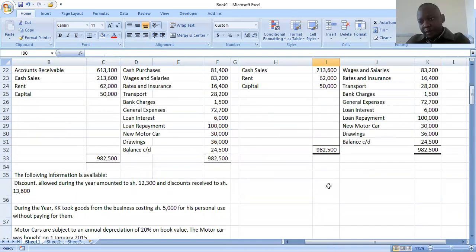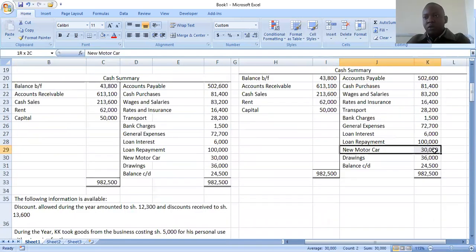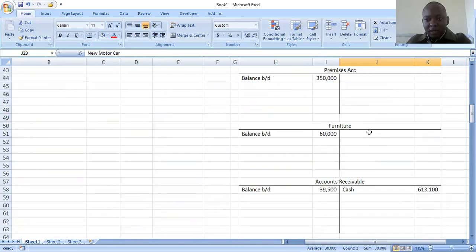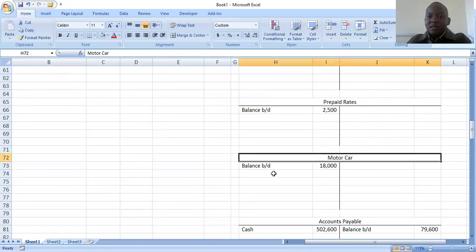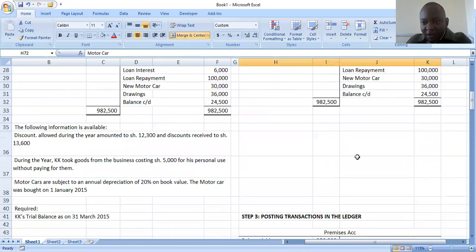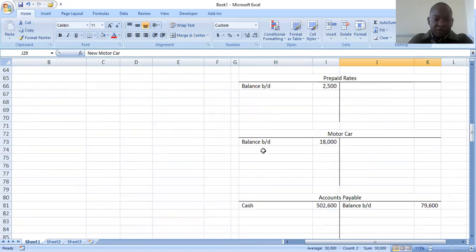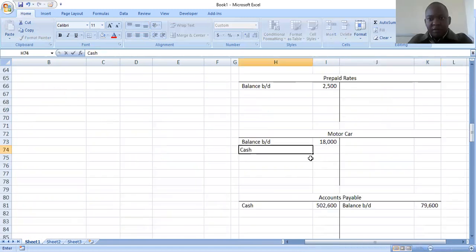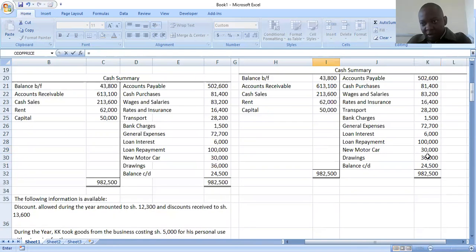Then we proceed to the other item, new motor car. Cash has decreased, has been credited, meaning that it is decreasing. So we need to debit, and in this case, we debit the motor car that has been purchased. The motor car has come in, it has increased, so debit the motor car account with the increase. Being an asset that is increasing, we debit the motor car. We have the motor car account here. We have credited in the cash account, so we debit in the motor car account. There, in the motor car account, we debit, and the amount is 30,000 shillings.